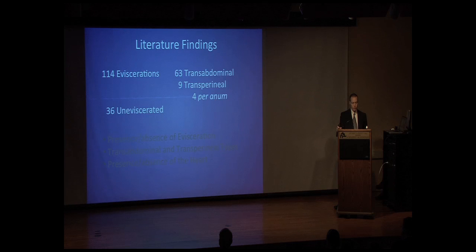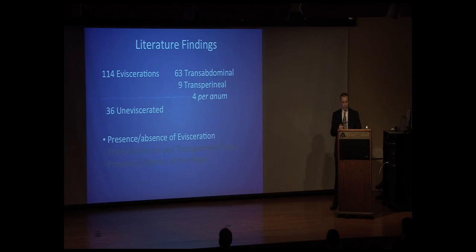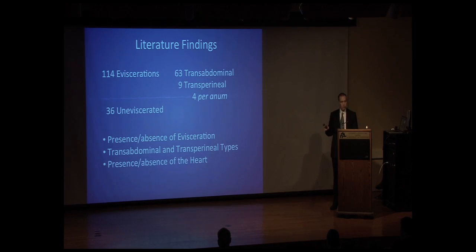The details of the route of evisceration, the nature and position of packing materials, and especially the presence and absence of specific organs, are frequently not reported in the literature. Often even the basic features had to be logically inferred from the available information. This study obtained sufficient information to closely examine the presence of evisceration, the trans-abdominal and transperineal types of evisceration, and the presence of the heart, which were all key to evaluating our hypothesis.